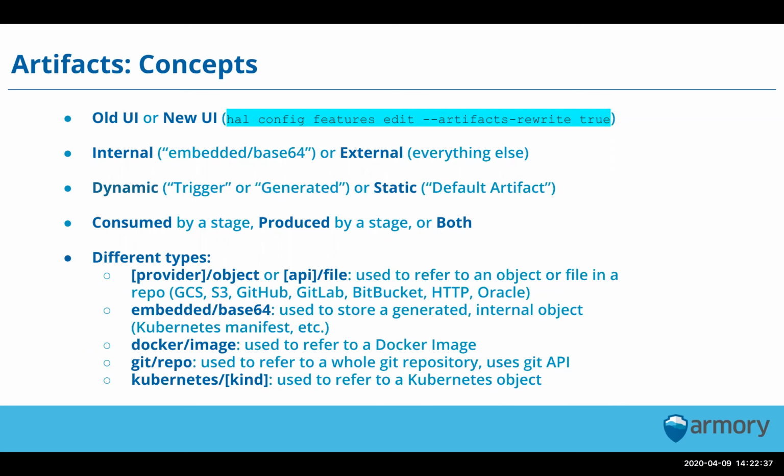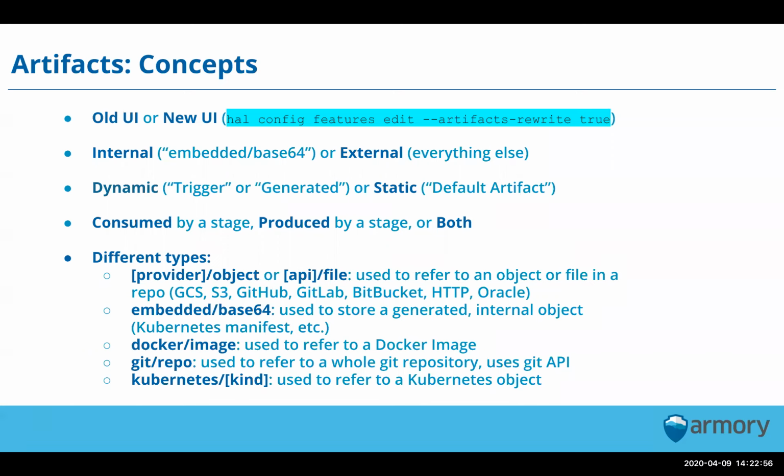Or it's internal. The internal is usually used to pass information from one stage to another. So for example, if I have a Kubernetes bake stage that's taken a Kubernetes Helm chart and turned it into a manifest, we need a way to pass that manifest from stage A to stage B, and we'll use base64 for that.